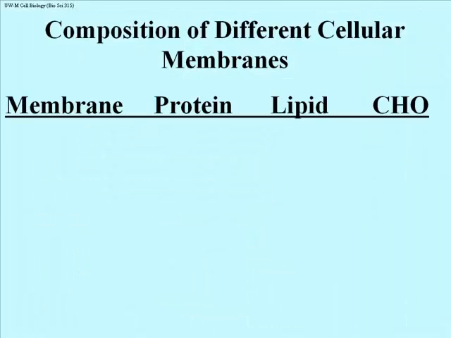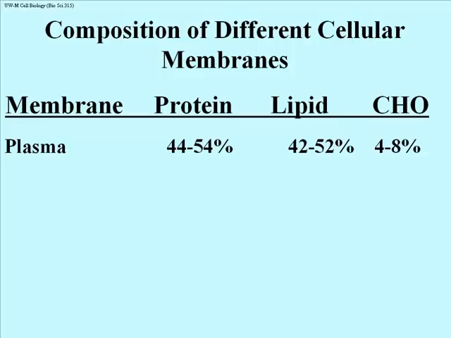Let's take a look at some different cellular membranes and see how much protein, how much lipid, and how much carbohydrate they contain. Well, here's a plasma membrane. It'll differ from one kind of cell to another, but generally about 50% of the membrane is protein.